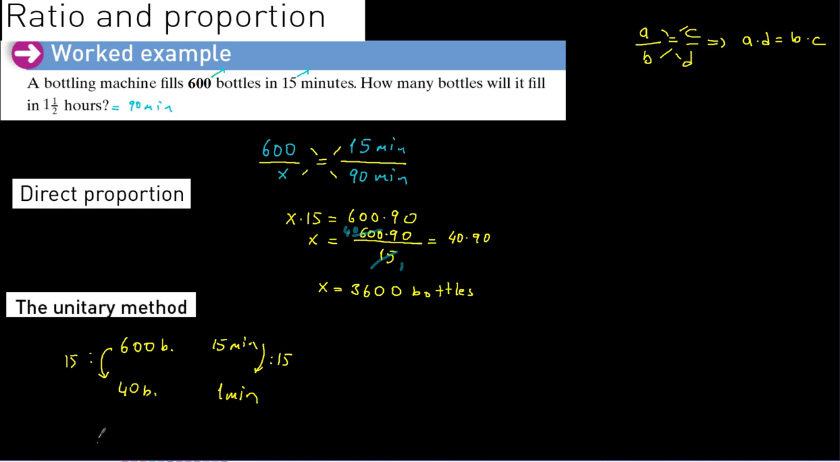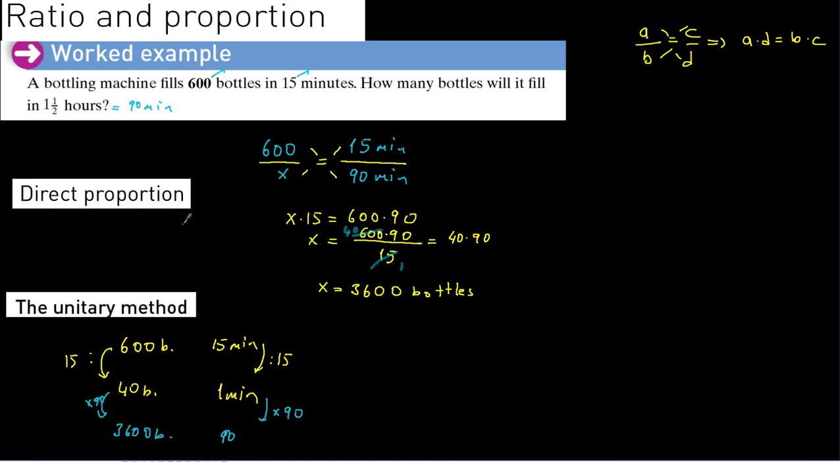Now, if it is 40 bottles in 1 minute, then in 90 minutes, which is 90 times more than 1 minute, I have to do the same thing here, times 90. 90 times 40 is equal to 3,600. So we are going to get the same number.